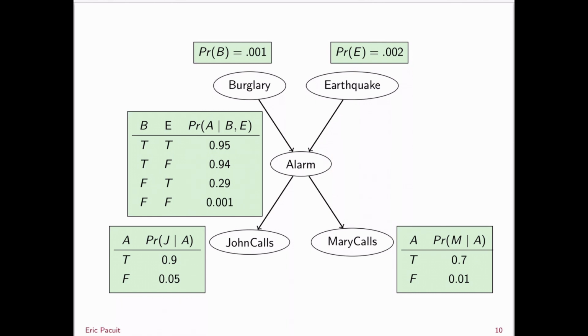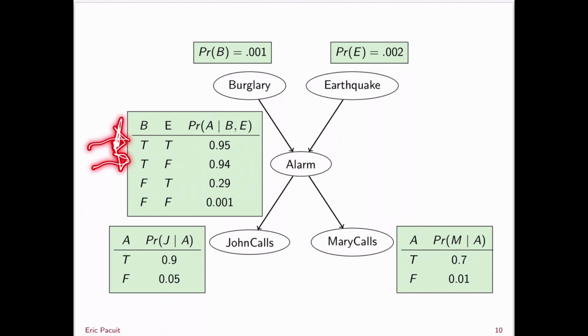Well, the alarm going off depends on whether or not there's a burglar or an earthquake. And so we're going to represent that using this table. So we write down all the logical possibilities. So B and E could both be true. B could be true, E could be false. B could be false, E could be true. Or they could both be false. And then we represent the various conditional probabilities. So the first row is the conditional probability that the alarm is going off given that somebody's breaking into the house and there's an earthquake.